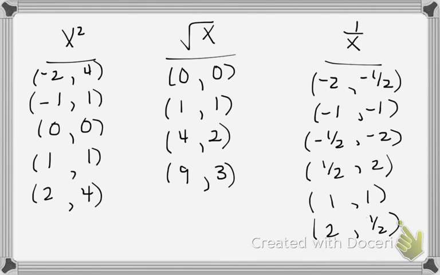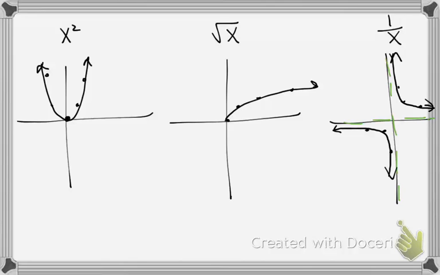Okay, remember we talked about those invisible lines along the x and y axes. So the line x equals 0 and y equals 0, these are actually undefined for this function. Okay, these are what the graphs of our parent functions look like.